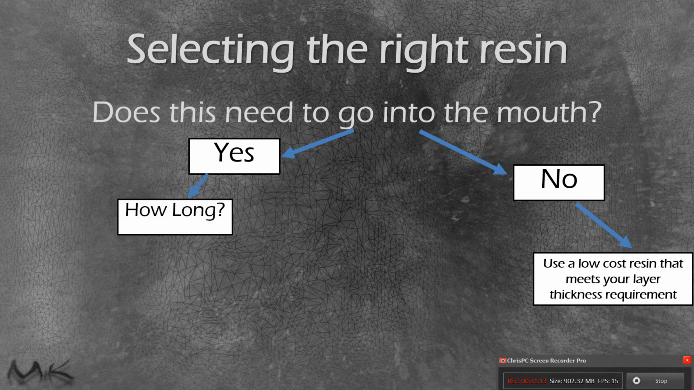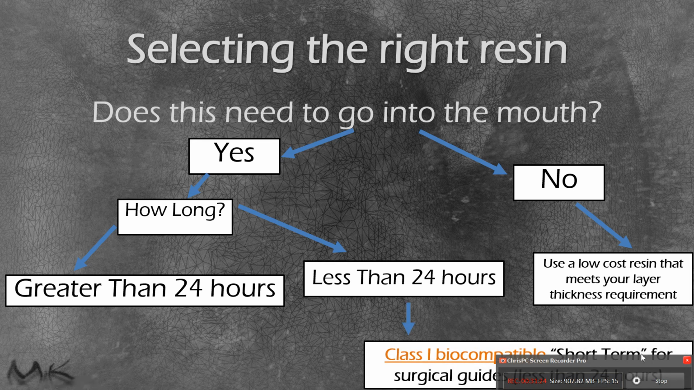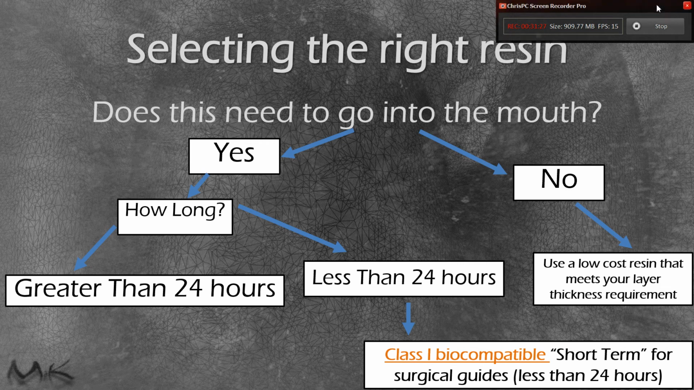We have to ask how long this has to go in the patient's mouth. Usually we ask, is it going to be greater or less than 24 hours? If it's less than 24 hours, we can look at something like a class 1 biocompatible resin or a short-term resin. This is typically what we see as those orangish or amber surgical guides you get back from your dental laboratory. That's why I made this an amber color. They're indicated for intraoral use of less than 24 hours. In all of the ISO standard tests they run, there are no biocompatibility issues in the short term. They tend to be a little bit less expensive.